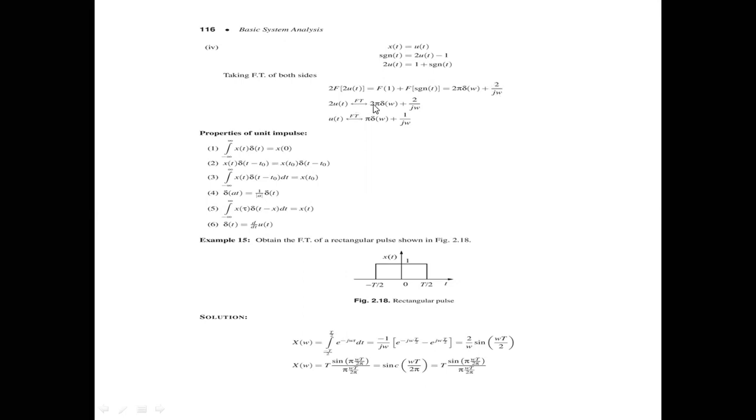So 2u(t) has the Fourier transformation 2π delta(ω) plus 2/(jω). Okay, so u(t) is equal to 1 by 2. Cross multiply this one; the 2 by 2 here get cancelled.